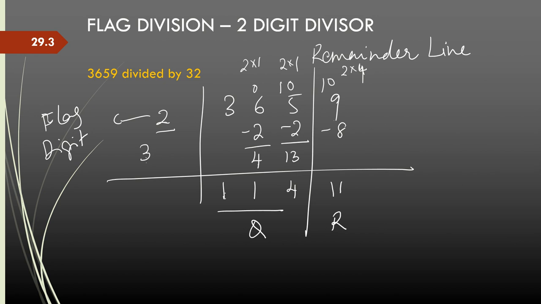Once more, if I just go through the process, I write 3 as the divisor, 2 as the flag digit. Then I start dividing digit by digit. Since there is one digit in the flag, one digit from the right is the remainder line. What I get after this line is the remainder of the division.